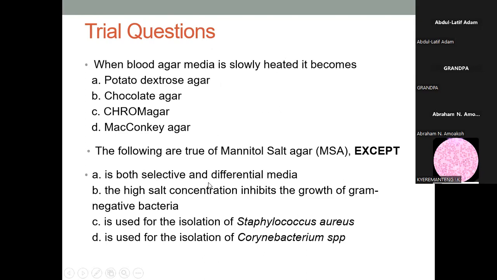The following are true of mannitol salt agar, except. I'm sure you know about mannitol salt agar. So the following are true of mannitol salt agar, except.